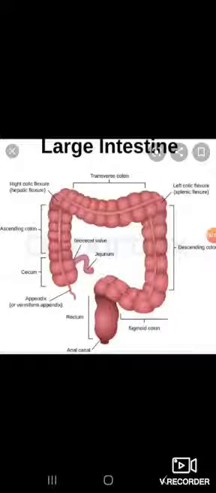Today we are going to learn about the large intestine. Now, the large intestine extends from the ileocecal junction to the anus. It is about 1.5 meters long and is divided into the cecum, the ascending colon, the transverse colon, the descending colon, the sigmoid colon, the rectum, and the anal canal.